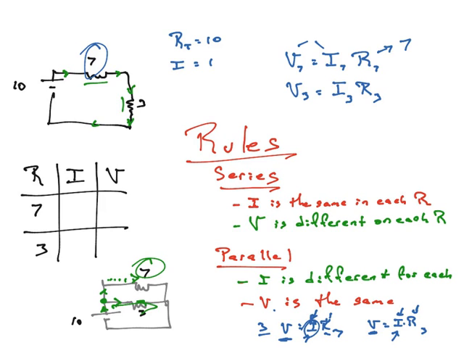And that's why V is the same for each resistor in parallel. If you have a parallel connection of two resistors, whatever voltage is dropped by one is the same voltage which is dropped by the other. Okay?